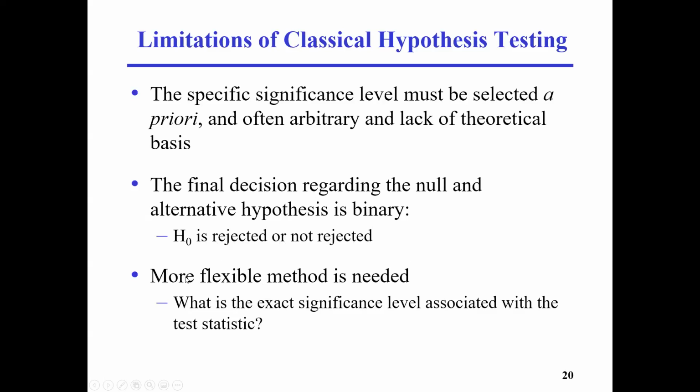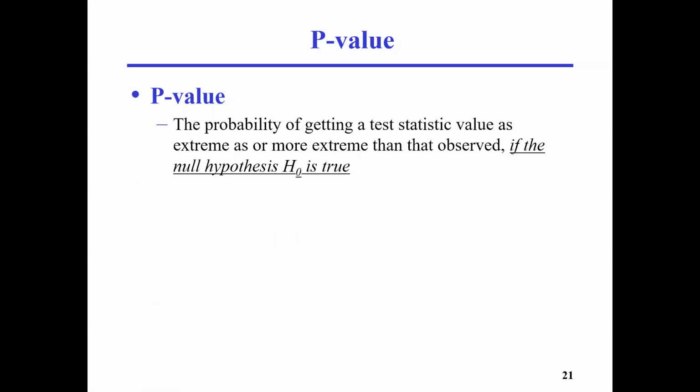So we may develop some more flexible method. Or in other words, what is the exact significance level associated with the test statistic? Previously, we decided the value of alpha first, then we calculated the test statistic, Z or T. But this time, let's just use the test statistic to try to find out this exact significance level, which means the value of alpha. So now we need to use something called the p-value.